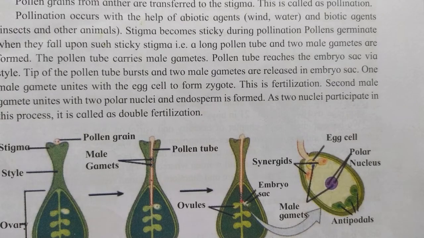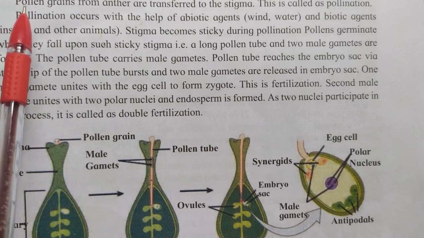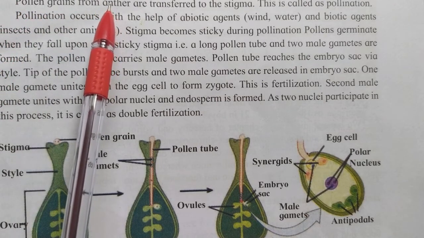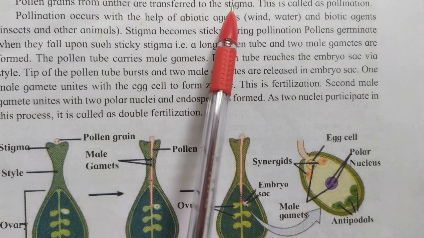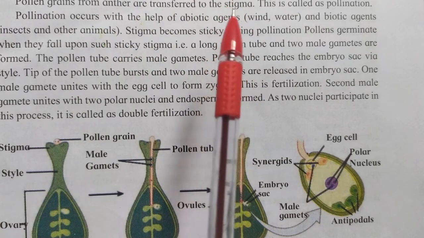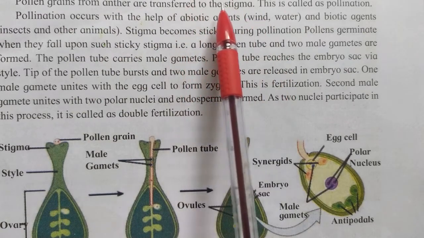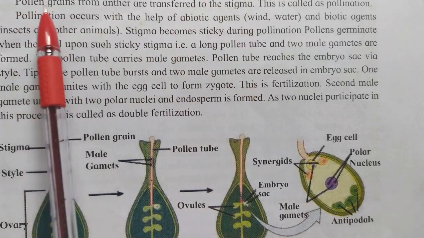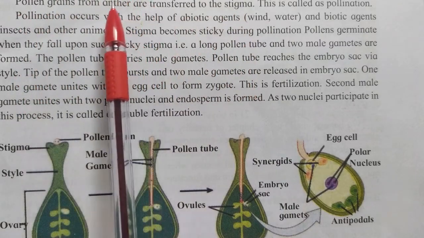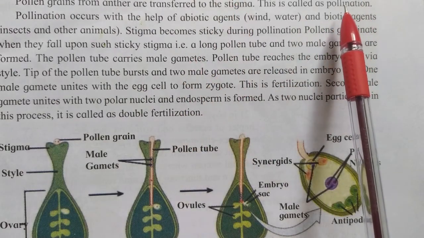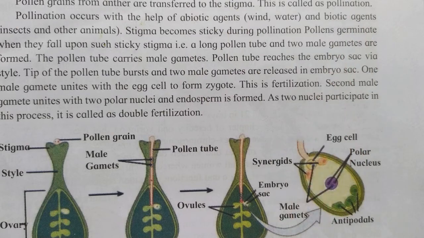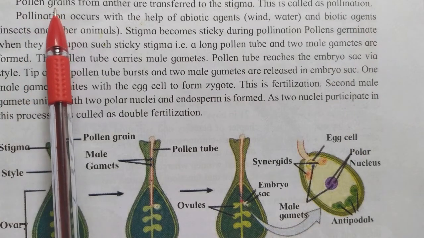So in flowers, pollen grains from anther, means male part, are transferred to stigma, which is sticky part of female gynoecium. So this transfer of pollen grains from anther to stigma is called as pollination. So one more process, pollination. So pollination means transfer of pollen grains from where?